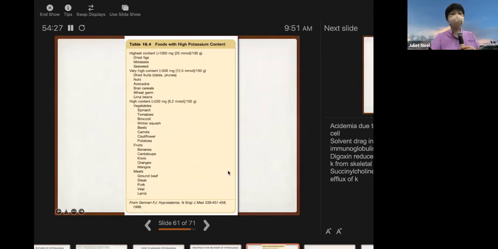So these are foods that are high in potassium: nuts, dried fruits, the green leafy vegetables, and for the fruits, banana, cantaloupe, mangoes, oranges. So citrus fruits are high. Lanzones is high. The meat would also have high potassium.